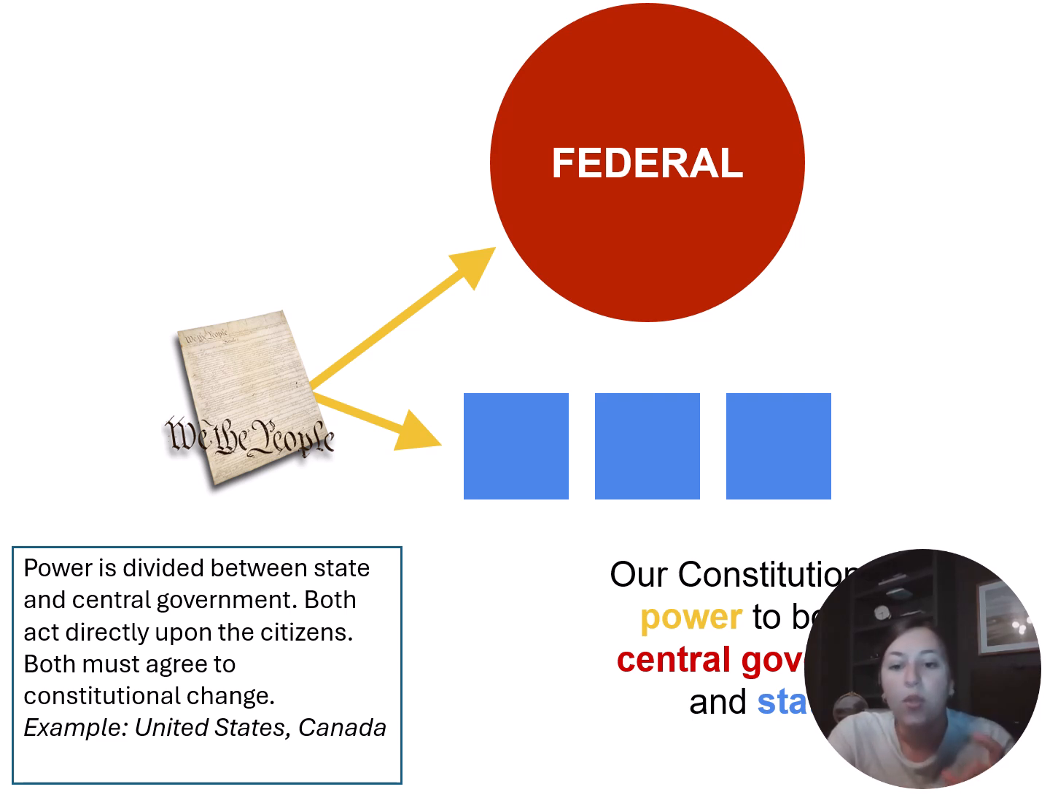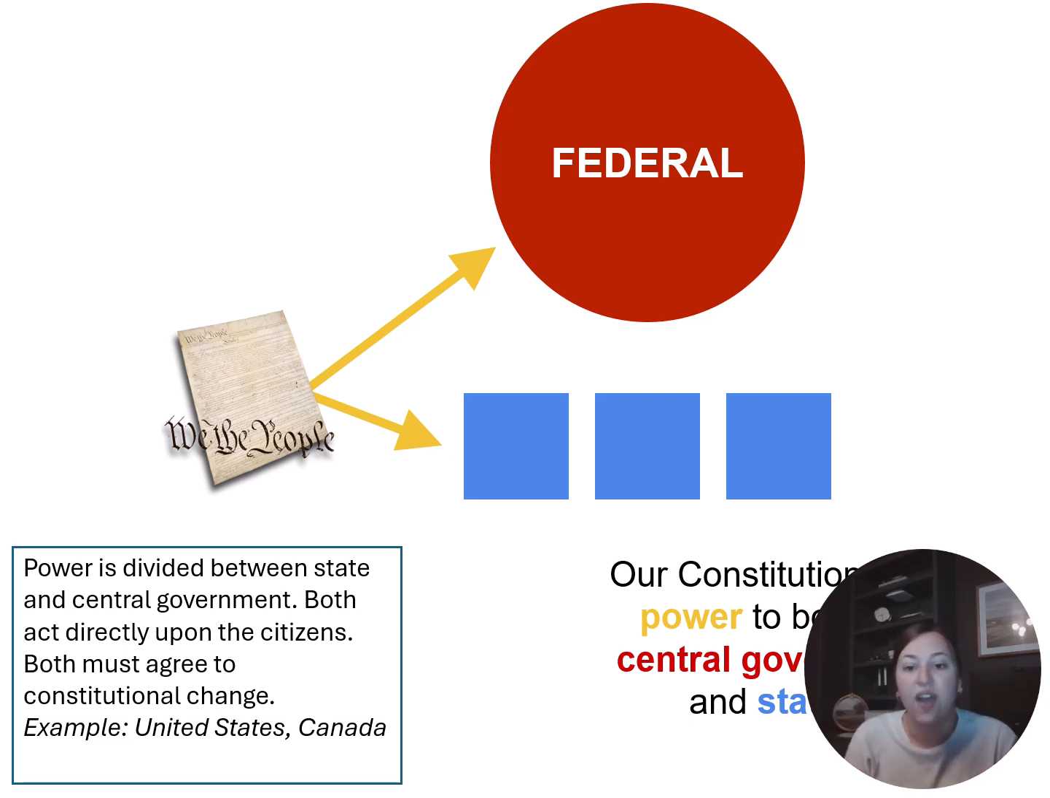Both of these levels of government are directly acting upon the citizens at all times. So as a resident of North Dakota, I am subject to North Dakota state law and federal law at the same time. I live under the rule book for both of them, right? And both of them must agree to any changes within the Constitution, this governing document that dictates this relationship. They both have to agree.